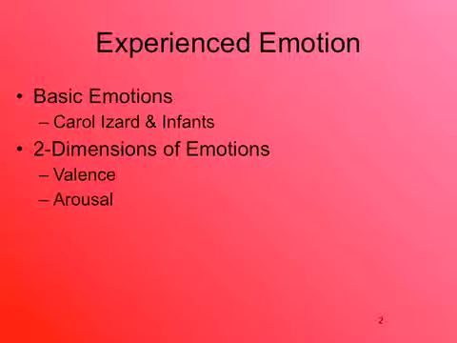How do we label those experienced emotions? We label them on a 2-dimensional scale known as the valence arousal scale. And so when we talk about valence, we're talking about how pleasant or unpleasant, how positive or negative an emotion is. And when we talk about arousal, we're talking about the intensity of that emotion, how low or high the intensity is.